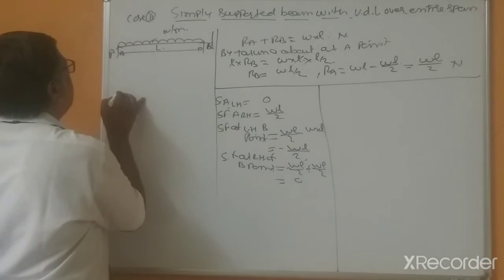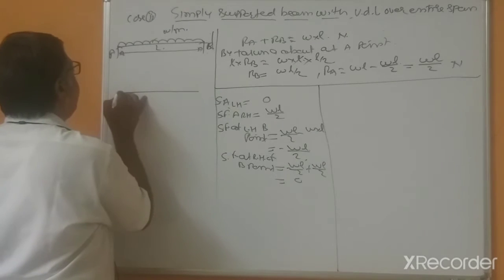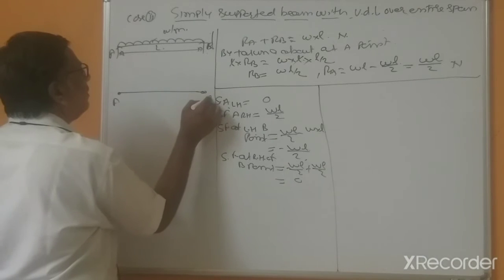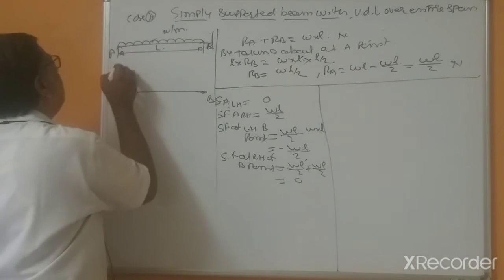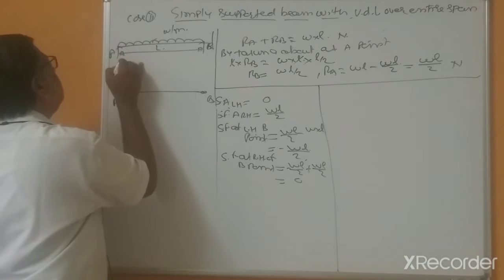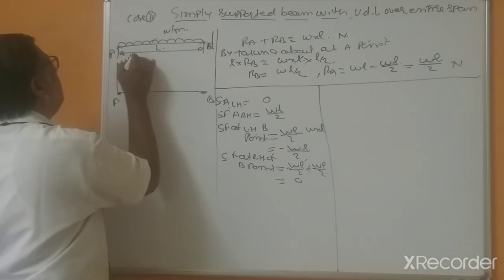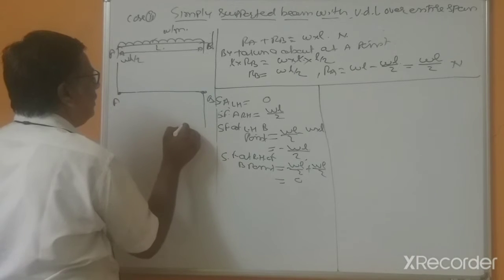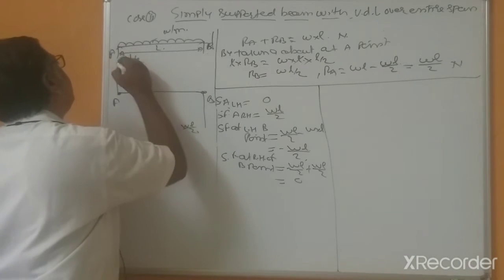So that's why the shear force diagram from point A to point B has wL by 2 on one side and wL by 2 on the other, and join these points.